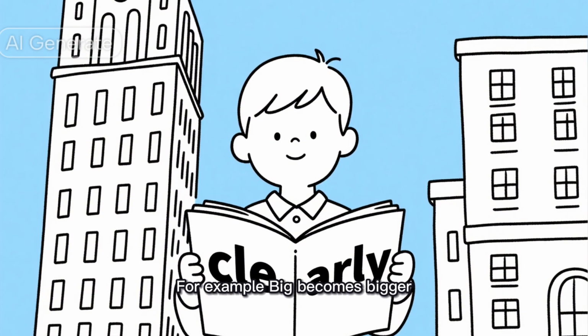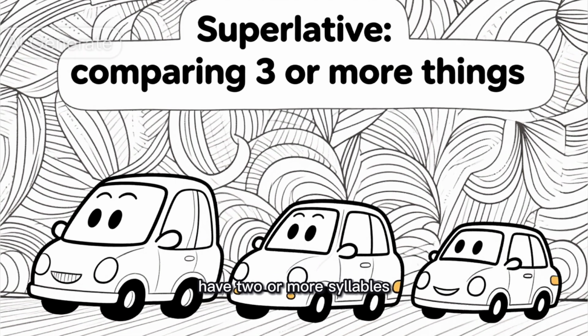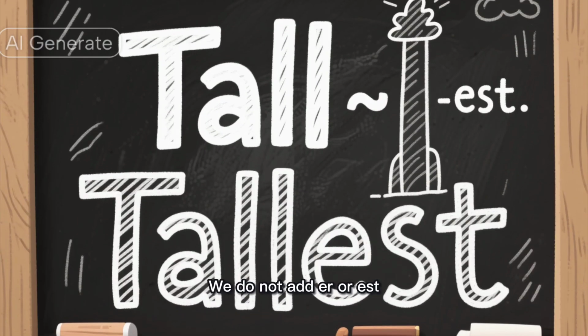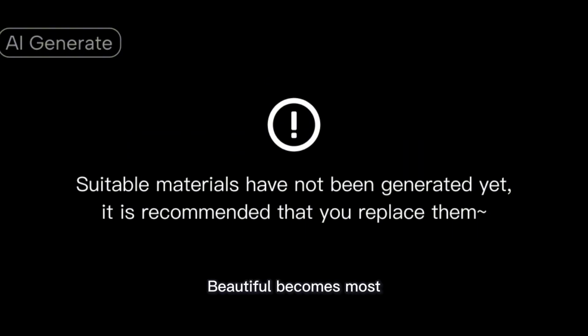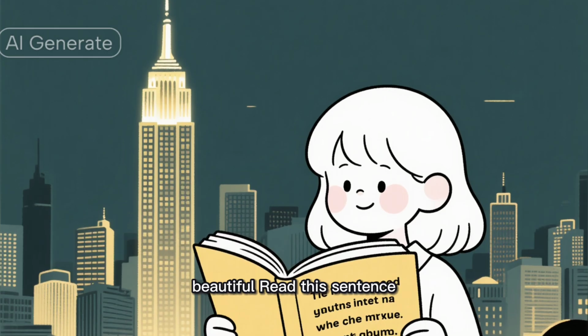Long adjectives rules. Long adjectives usually have two or more syllables. We do not add er or est. We use more and most. For example, beautiful becomes more beautiful. Beautiful becomes most beautiful. This dress is more beautiful than the other one.